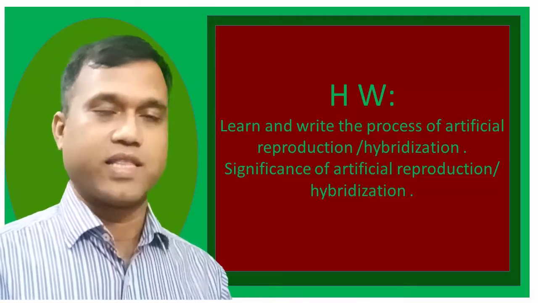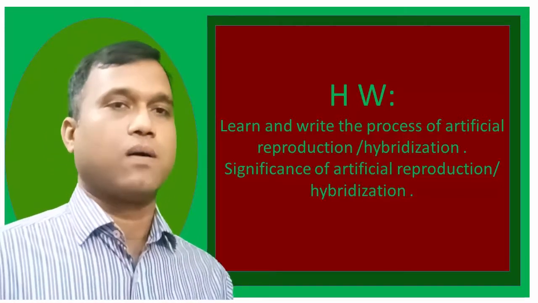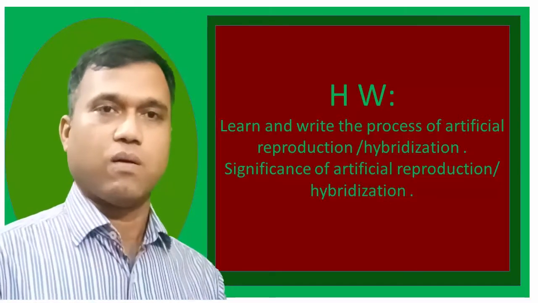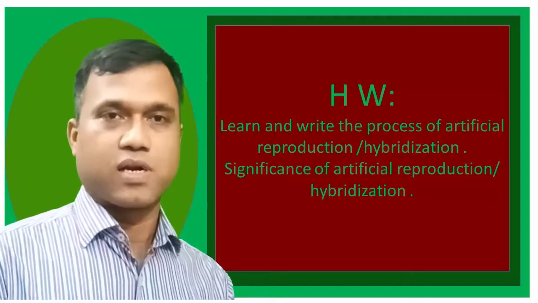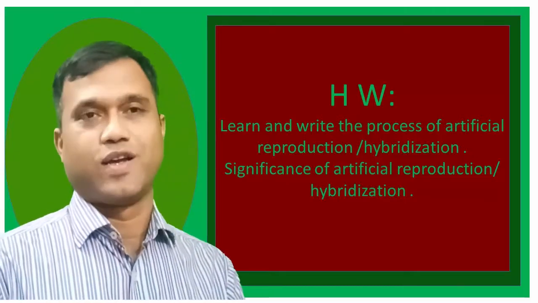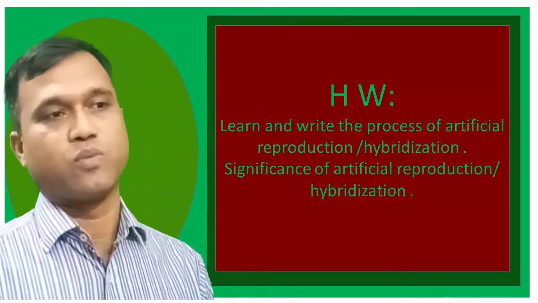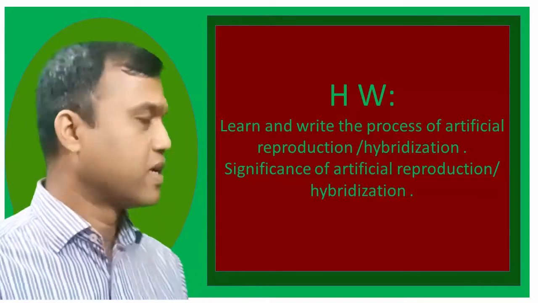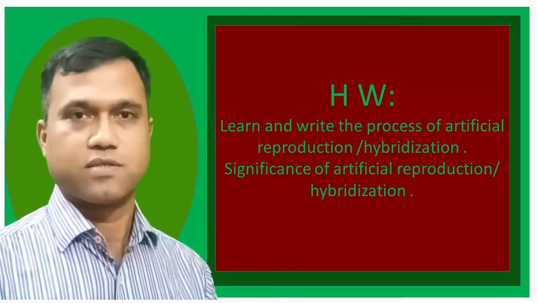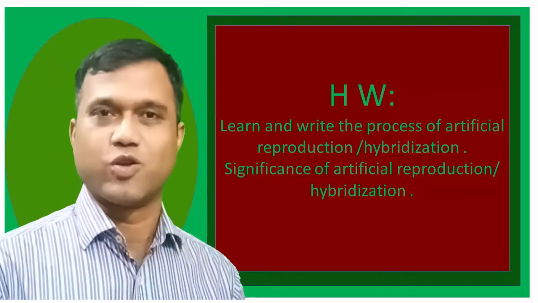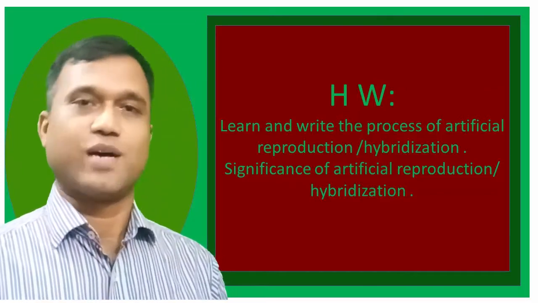So I think you can easily describe the process of artificial reproduction or artificial hybridization, and you can also write it down. So for next day's homework, learn and write the process of artificial reproduction or hybridization. Write down the significance of artificial reproduction or hybridization. If you fail to understand anything, please contact your subject teacher.